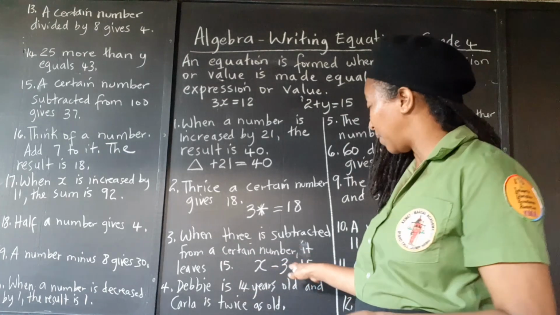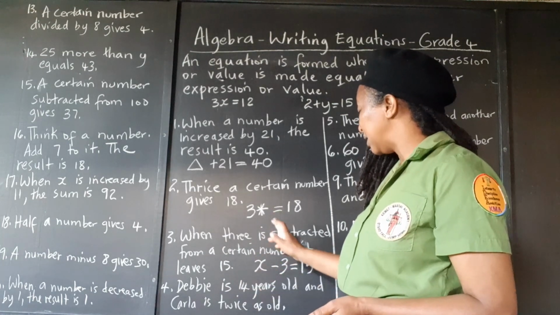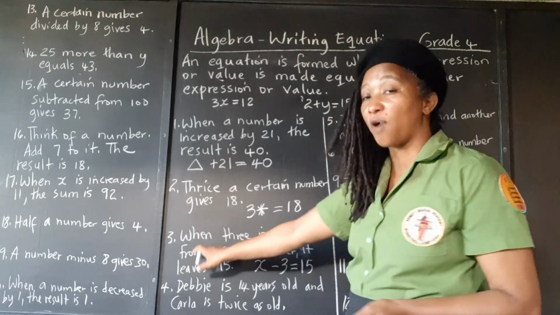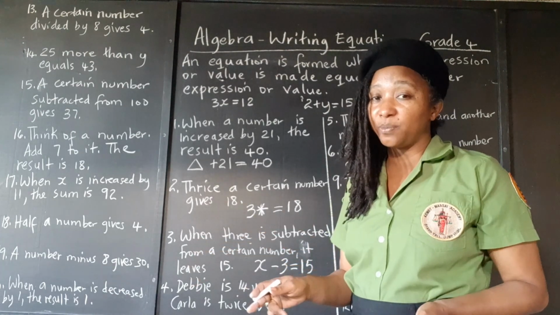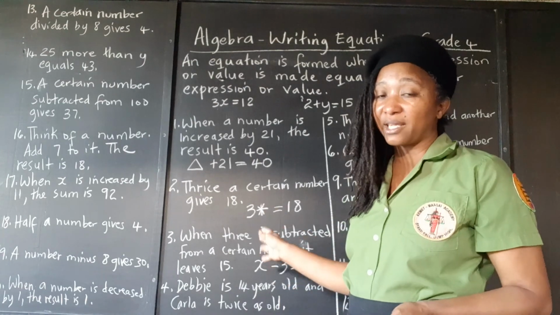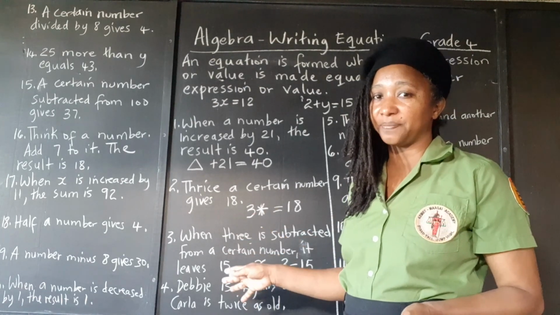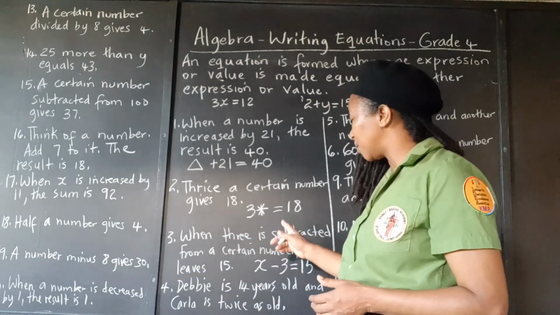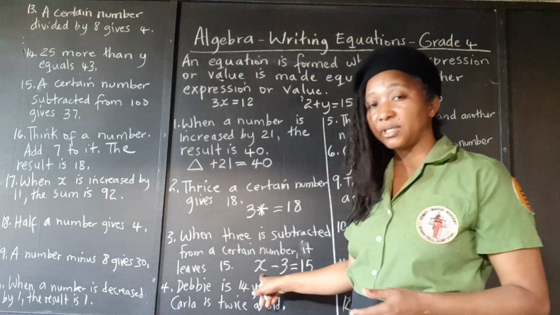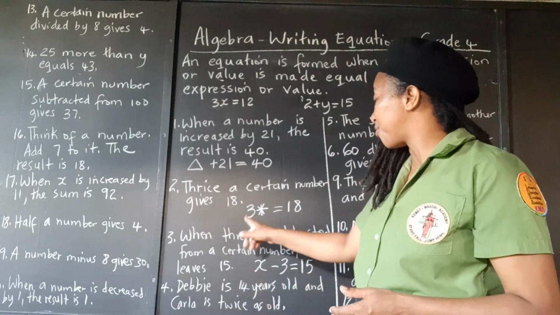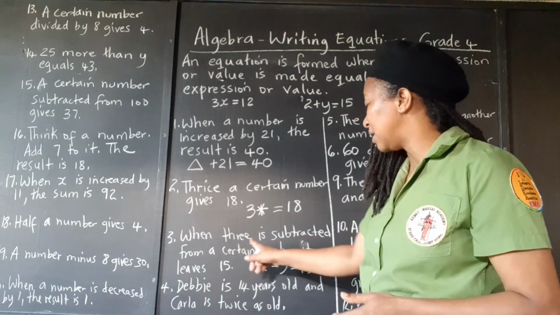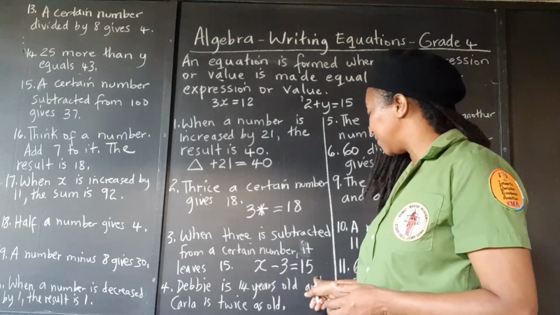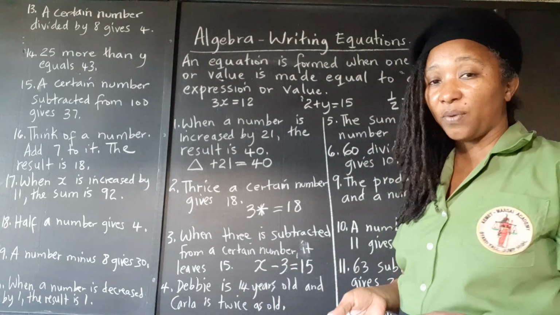This is our equation. A certain number, subtract 3. Remember, 3 is subtracted from the number, not the number subtracted from 3. You have to read that carefully, especially with the word subtracted. Subtracted from which one? The one that you're subtracting from goes at the front. So 3 is subtracted from the number. The number subtract 3 gives 15, and that's the equation.